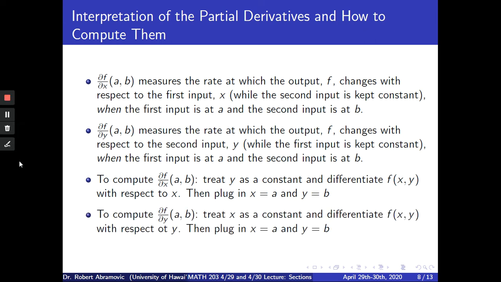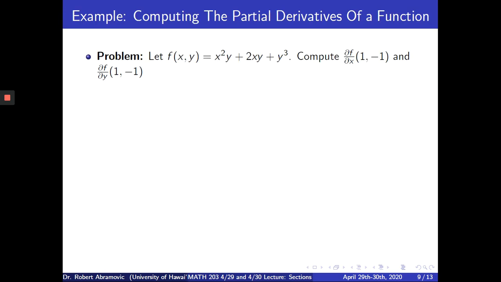Likewise, to compute df dy at a b, treat x as a constant and differentiate f of x comma y with respect to y. Notice if you replace the first input with a, f of a comma y is a function of y. Differentiate it, plug in y is equal to b, and voila, you've got the derivative of f with respect to y at input level a and input level b. So first input is a, second input is b. Let's see how this plays out in an example.